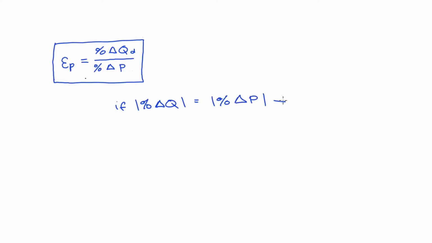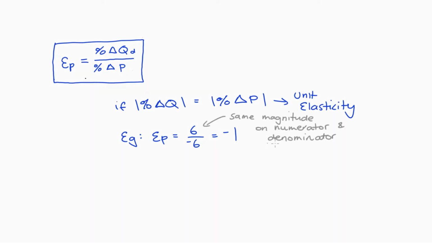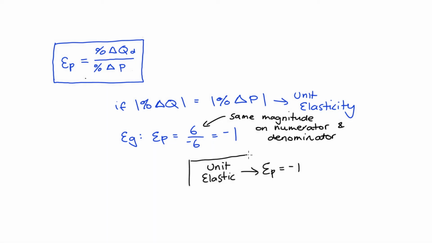Now, if our two changes are exactly equal in magnitude, this will give us what we call unit elasticity. So say for instance, if the price decreases by 6% and the quantity demanded increases by exactly 6% as a result, well, our elasticity value is going to come out as -1, and that's actually going to be true for any situation where our two changes are equal in magnitude. The elasticity will be -1 because essentially the numerator and denominator cancel each other out. So when the elasticity is equal to -1, we refer to this as unit elastic demand, and we interpret this as for a 1% change in price, demand changes by 1%.